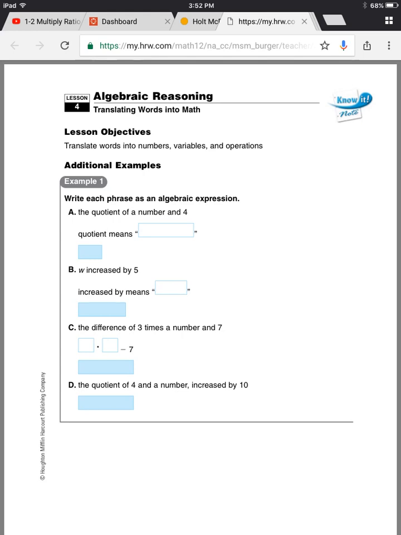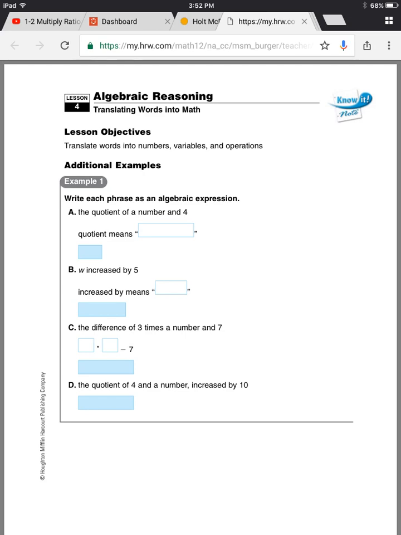Like sum, together, those would be add, difference would be subtract, product would be multiply, quotient would be divide, increased would be add. You can look up at the wall for help with those, and those will be up during tests and quizzes, so you can refer to those then too. You don't necessarily need to write all those words down in your notebook. But today, we're going to look at these, and the first one says the quotient of a number and 4.